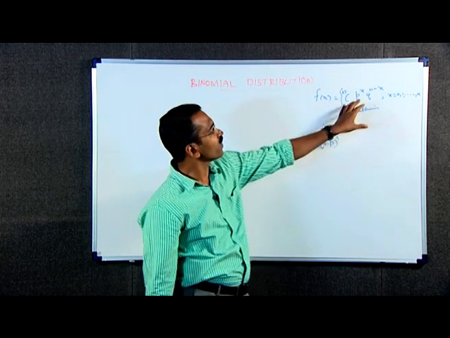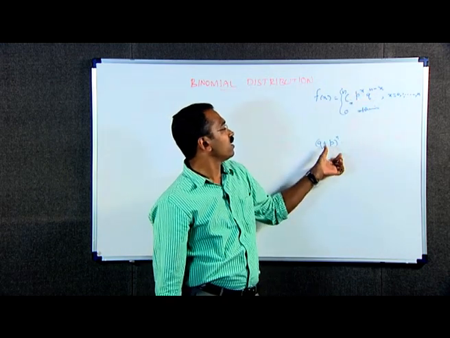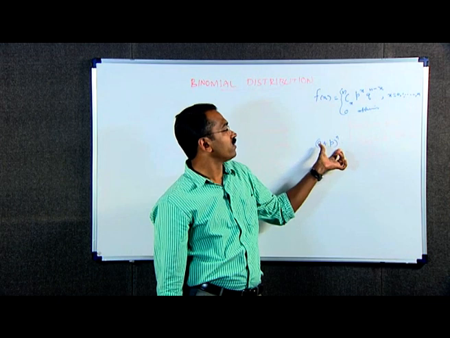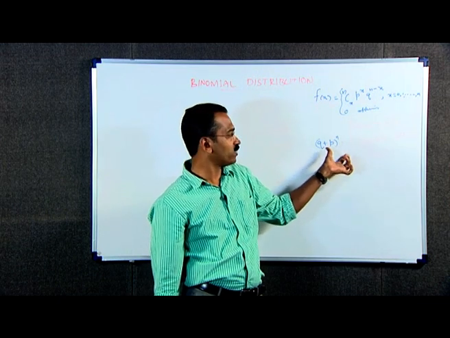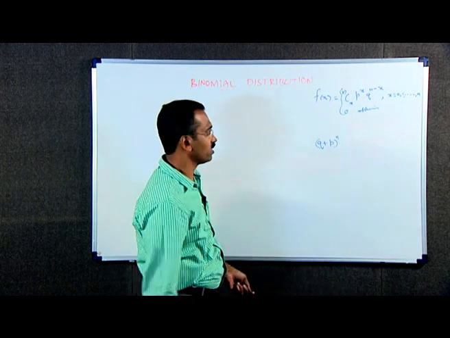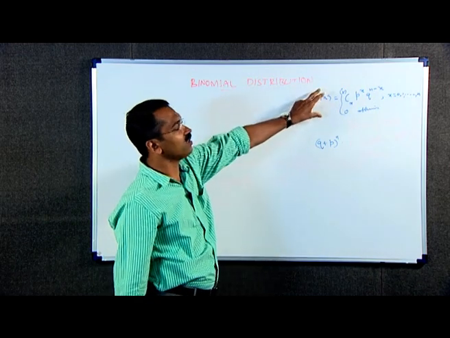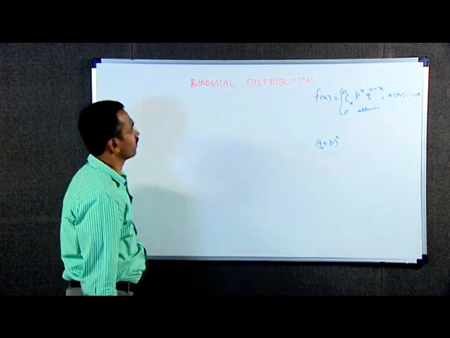That is, the terms are in the binomial expansion of q plus p all raised to n. That is why this is called binomial distribution.